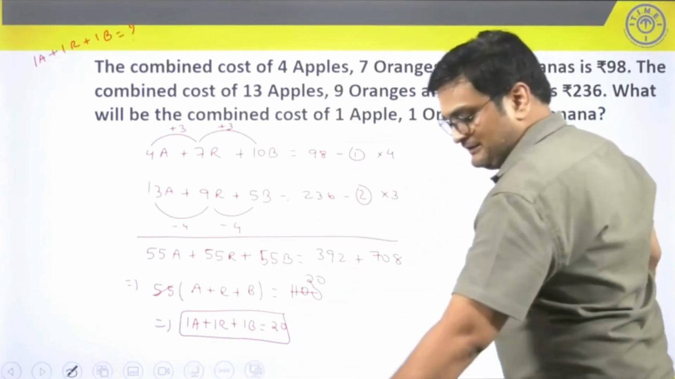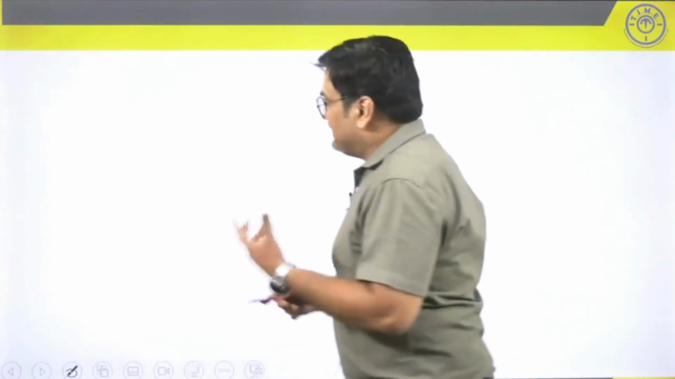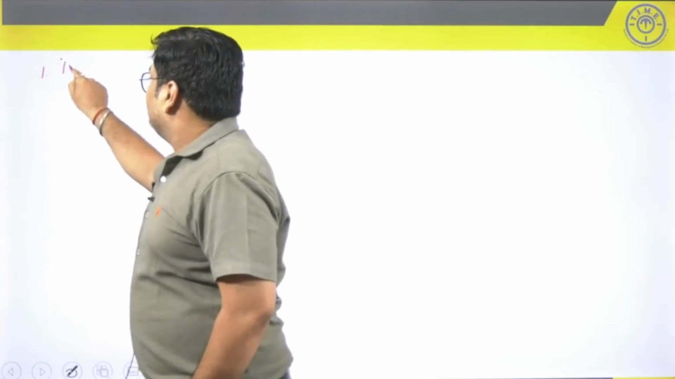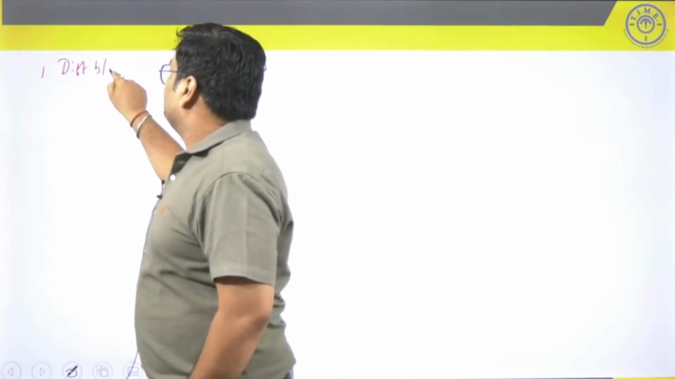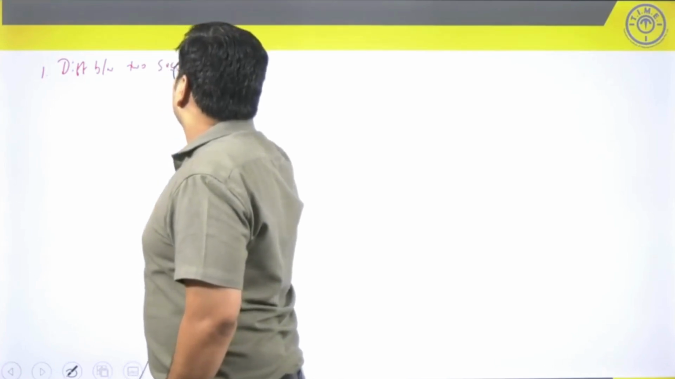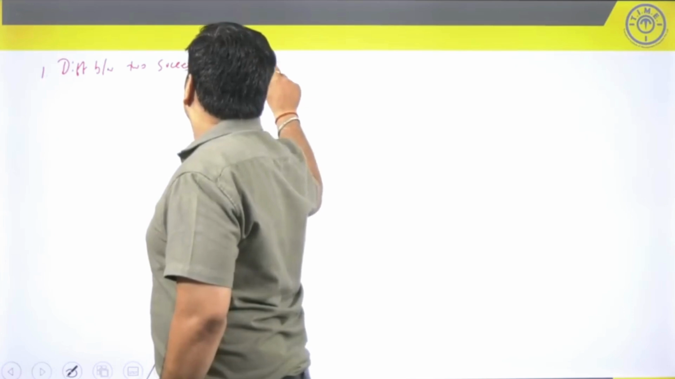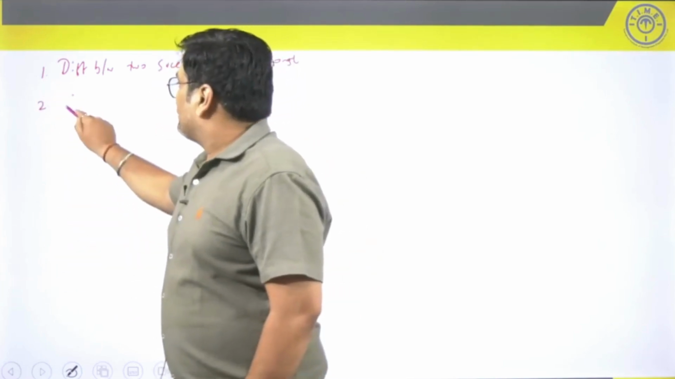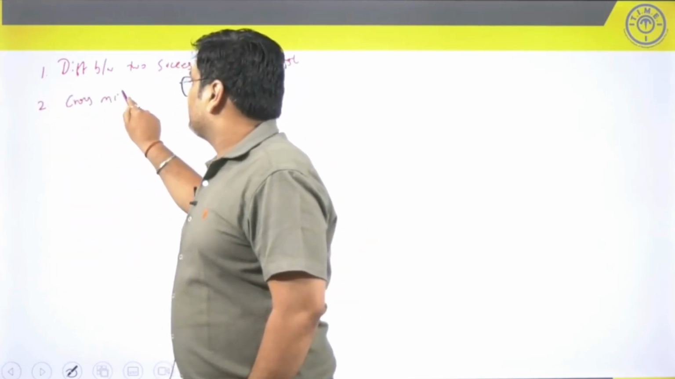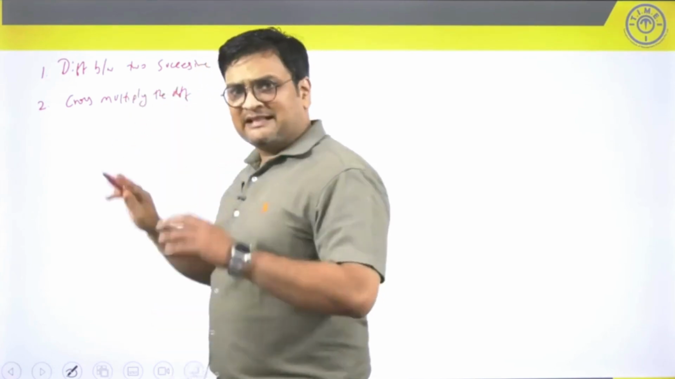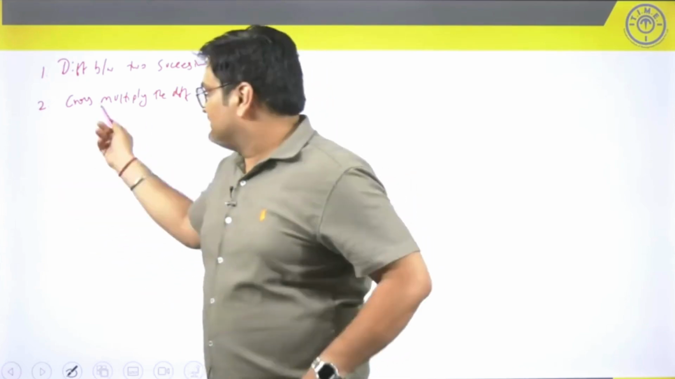Now, just one last point in this trick, when is it applicable? Point number 1 that you need to check is that the difference between two successive variables is constant. It should be equal. If it is not equal, you cannot use it. Second, cross multiply the differences without any sign. Don't worry about the sign at this stage, just simply cross multiply.